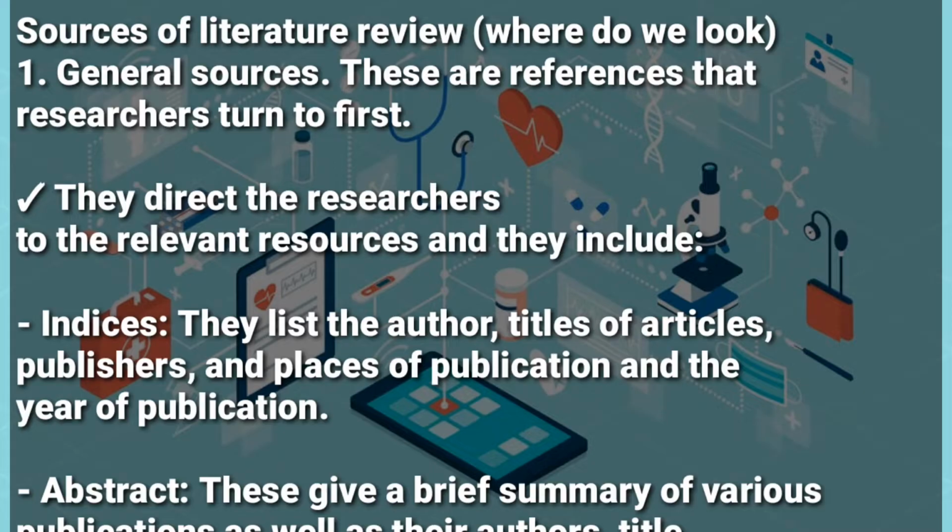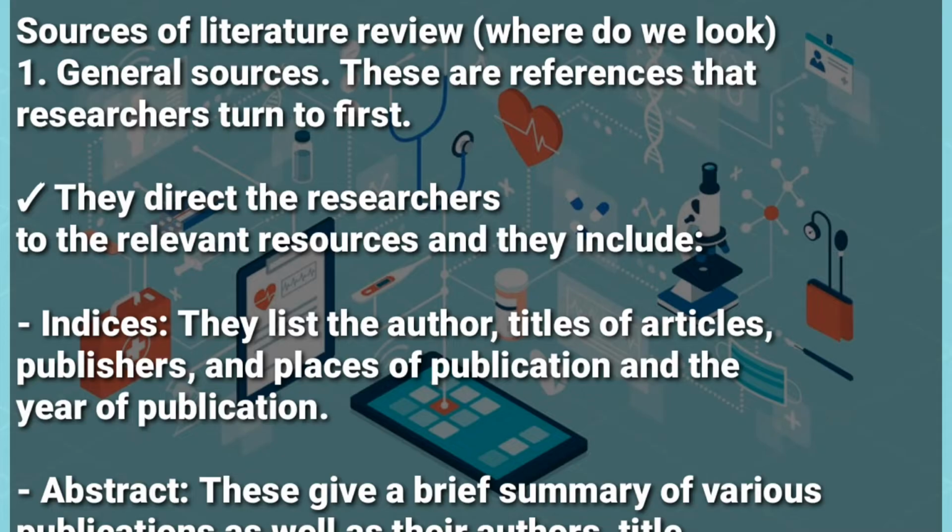They direct the researchers to relevant sources, and they include indices. Indices list the author, the title of articles, publishers and places of publication, and year of publication. Maybe if you are reading something on Google and they put references down, you can go and get more information from the book written by this person in this year. So indices list authors, the titles of articles, the publishers, the place of publication, and the year of publication.